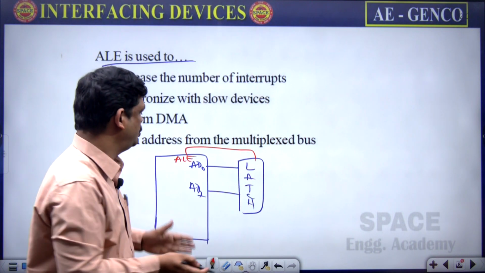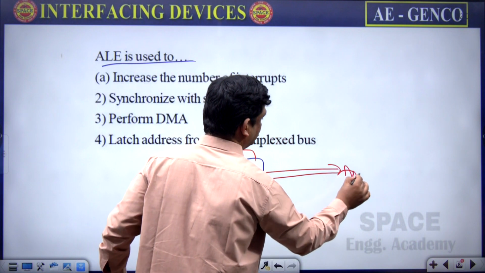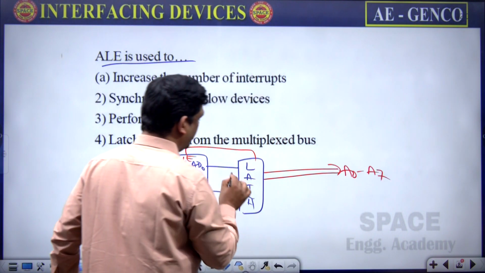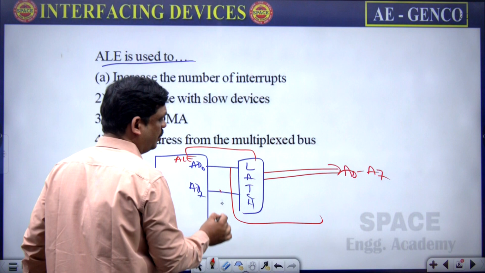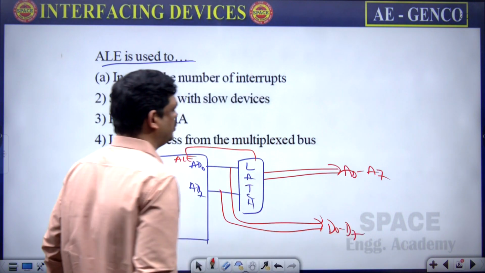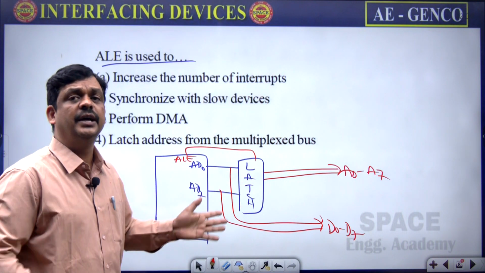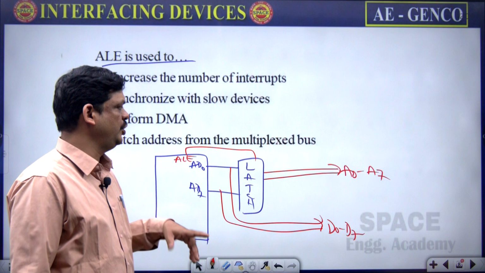and data bus. Whenever this line is high, all these lines act as address lines, A0 to A7. And if this line is low, then these lines act as data lines, D0 to D7. So for demultiplexing, or separating, the address and data, the ALE line is used, right?